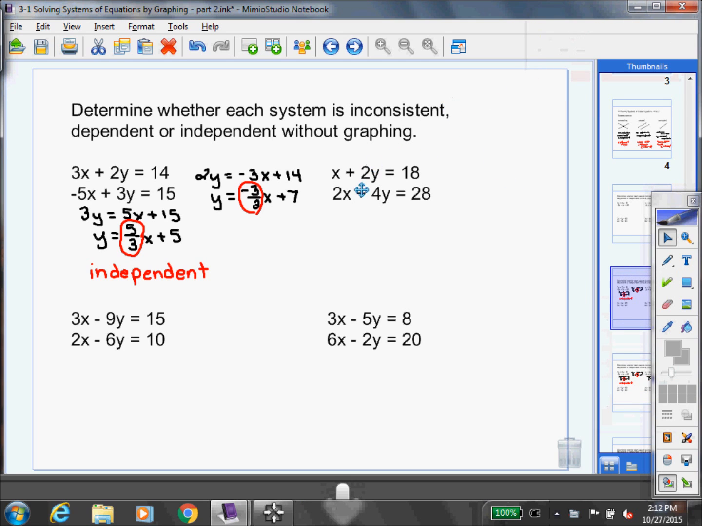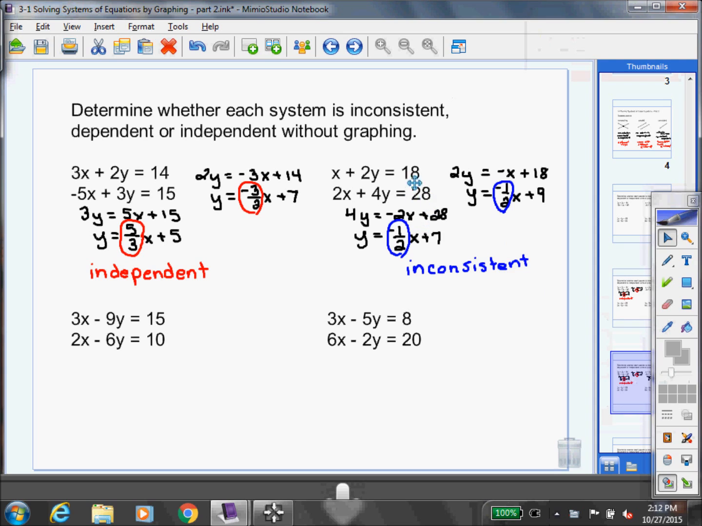All right, taking a look at the second one. When you solve it, we find out that both of them have negative 1/2 for their slope. They have different y-intercepts. That makes them parallel lines. If you were to graph them, you'd start at the 7 here, go down 1 over 2. If you started at 9 here, down 1 over 2, you'd find two parallel lines. Inconsistent. Same slope, different y-intercepts, inconsistent.